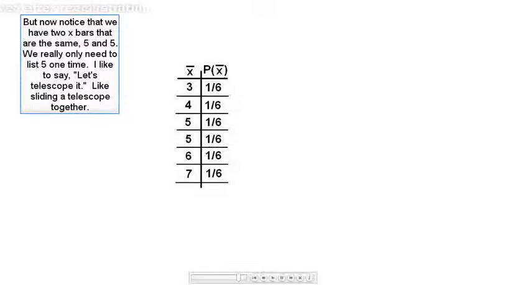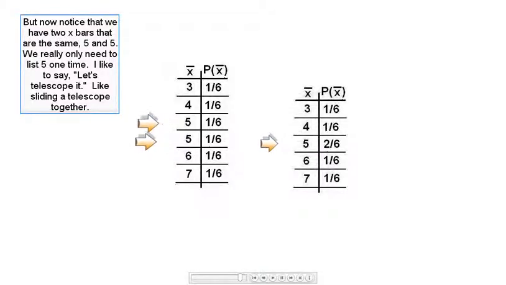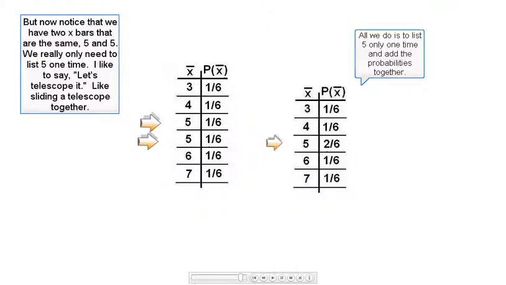But now notice that we have 2 x bars that are the same, 5 and 5. We really only need to list 5 one time. I like to say, let's telescope it, like sliding a telescope together. All we do is list 5 only one time and add the probabilities together. Notice that either way, the probabilities add up to 1.